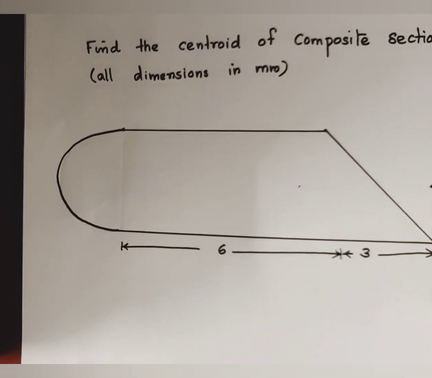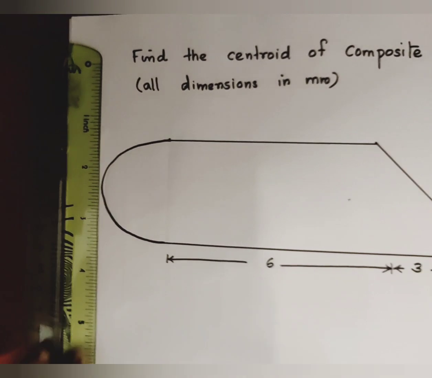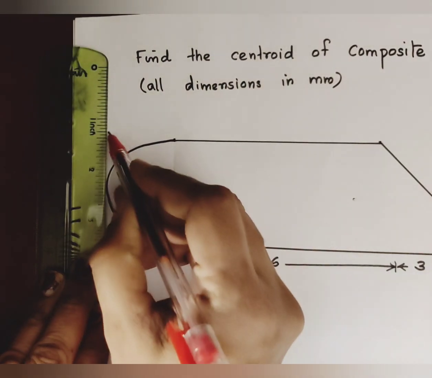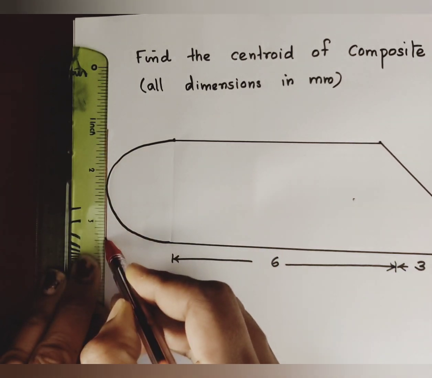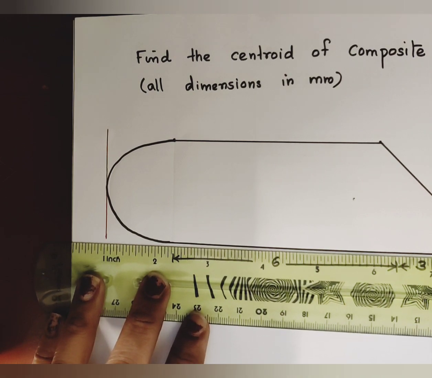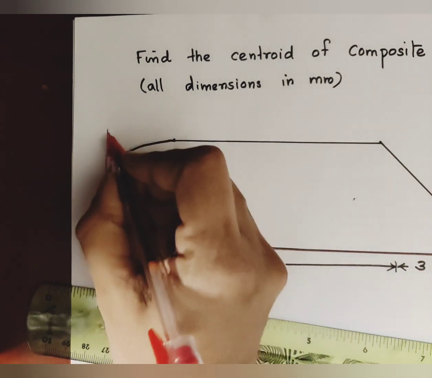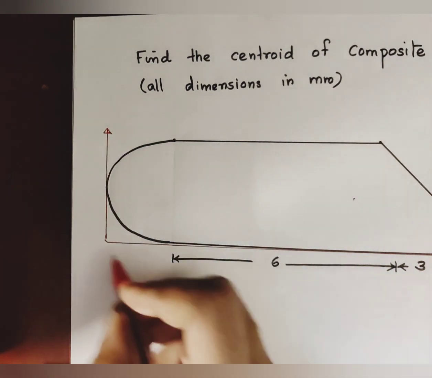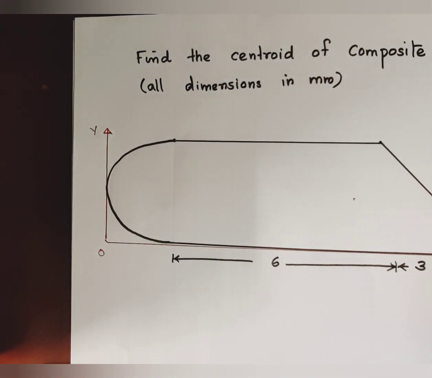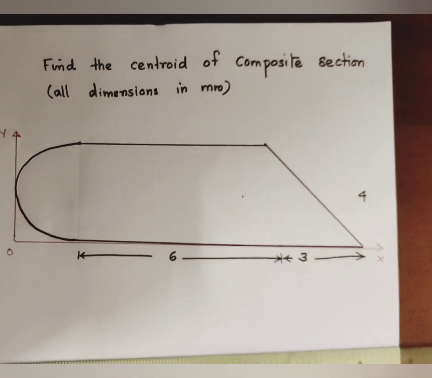The first step is to draw the reference axes. The extreme left line is taken as the OY axis and the bottom line is the OX axis. These are the reference lines. You have to draw the reference lines, otherwise you won't get marks.